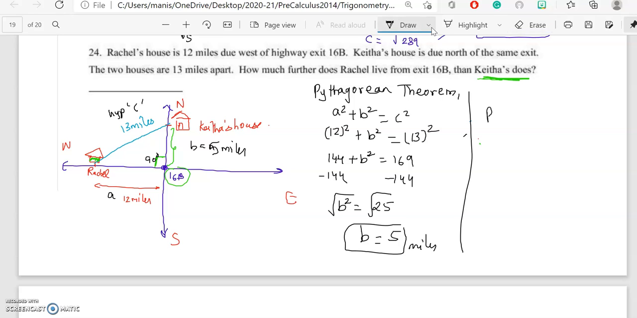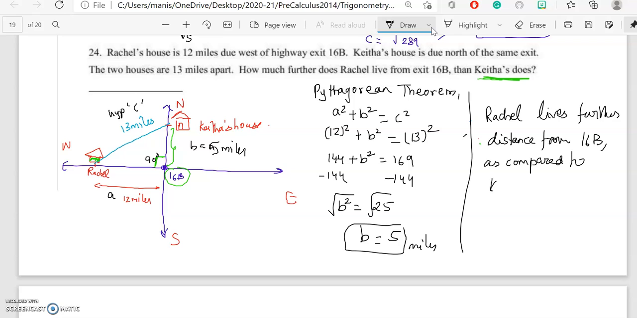How much further? Rachel lives further, distance from 16B as compared to Keitha. You have to subtract both the numbers. Okay, it is equal to what? 12 minus 5, which will give us 7 miles. So the answer to this question is what? 7 miles. That's the answer.